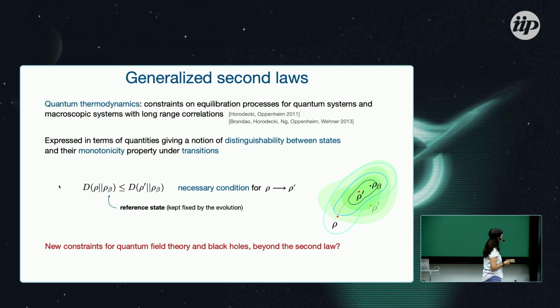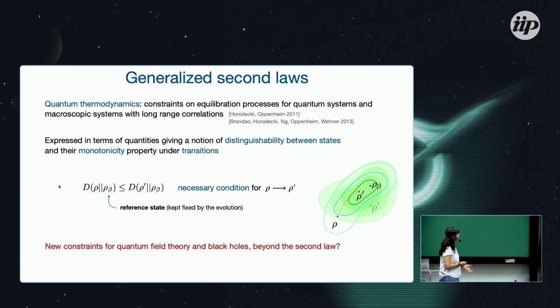And I will give examples of such quantities in a moment. So for the moment, let's just call one such quantity D. These are quantities that provide a notion of distinguishability between states, and which are monotonic under transition. So, for instance, such a quantity D provides one further necessary condition for a transition between rho and rho prime. And if we now take into account this condition and superpose the level curves for this quantity, this further restricts the region of allowed endpoint states.